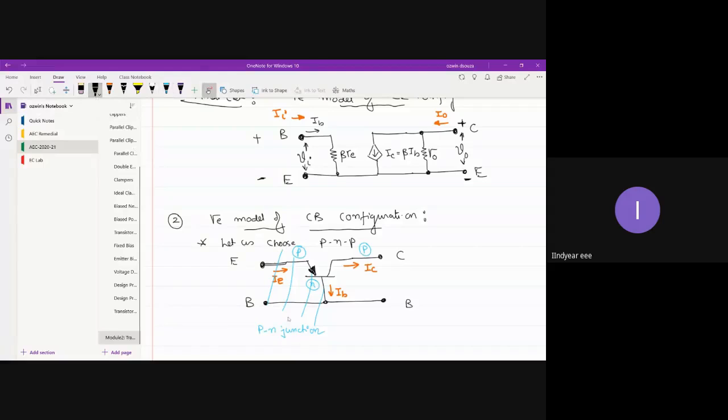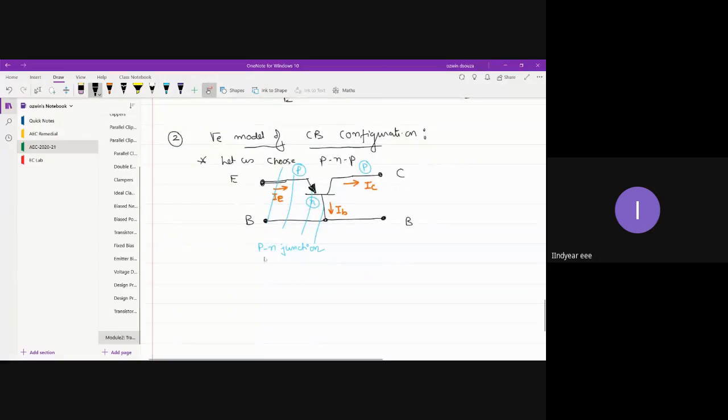When you have a PN junction, you can just replace the PN junction with diode resistance RE. Once again, RE is given as 26 millivolt divided by IE. This is the standard expression. You don't have to derive it; it can be easily fetched from the literature. That's on the input side, right? So this is your input side.